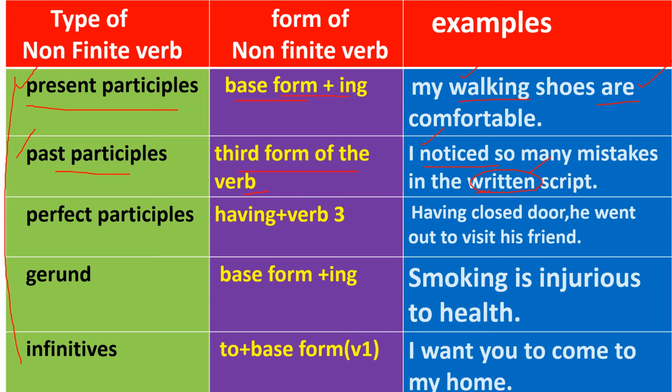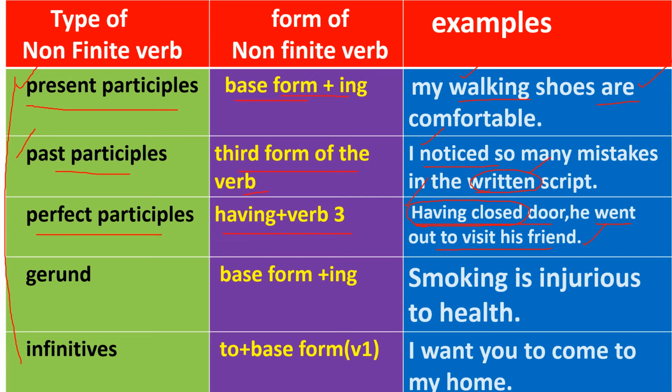Come to the third one, perfect participle. There are three participles: present participle, past participle, and perfect participle. Perfect participle means having plus third form of the verb. Third form of the verb means past participle or verb 3. So the form of the perfect participle is: having plus verb 3. Here is the example: having closed the door, he went out to visit his friend. So the finite verb is went. Non-finite verb is having closed.